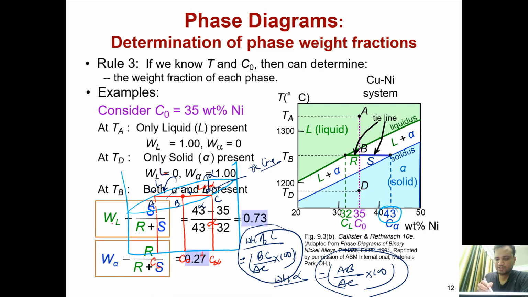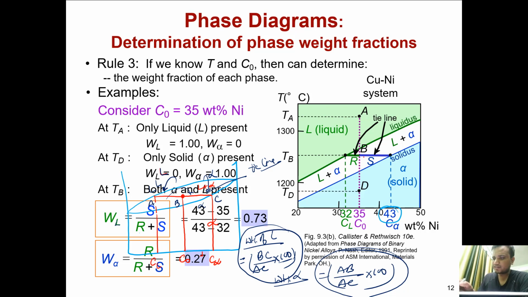Okay. So here it is shown, this WL. For the liquid fraction, liquid is on the left hand side. So we will take the right hand side, that is S, this capital S, divided by the total length R plus S, right? That will give us the fraction of the liquid. And if you multiply by 100, then it will be in percentage. If you don't multiply, then it will be a fraction.